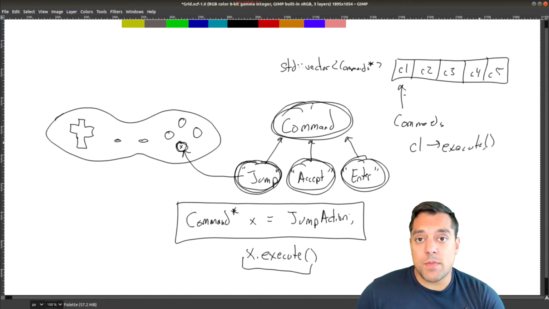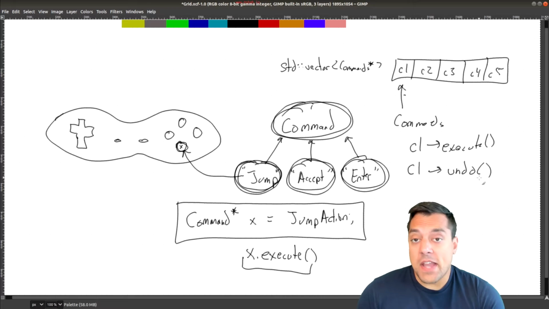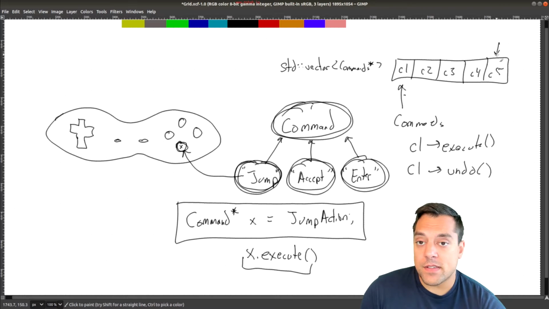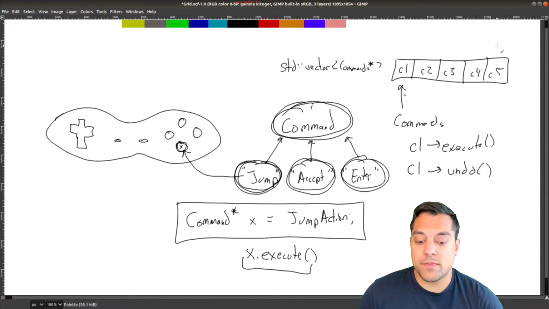Now, the last thing I'll mention before we do a little bit of live coding is that not only can we enforce that we have an execute command, but we could also have C1 implement undo or any other associated command. So in a sense, I'm able to walk through this command structure of vectors and execute all of the commands. But I could also walk through this structure, which happens to be a vector in this example, and undo all the commands. And the user would implement whatever the opposite of jump is. So maybe, not jump, or return to your previous position or whatever.